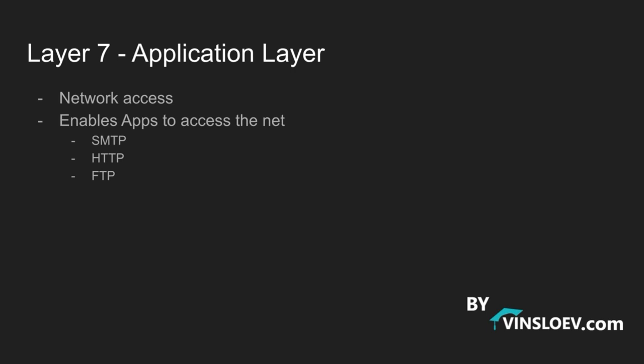So this was a quick overlook of the 7 layers in the OSI model. In the next lectures we will dig deeper into each of them along the way to understand this complex area of networking.